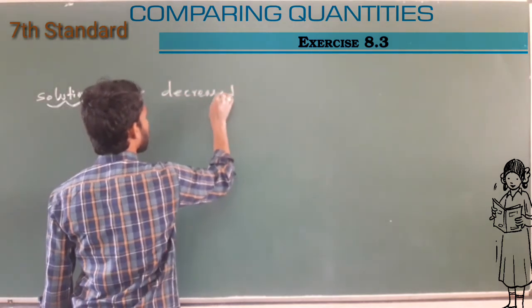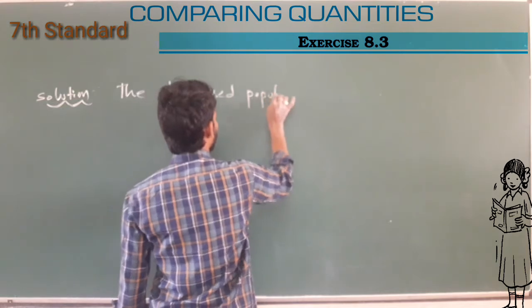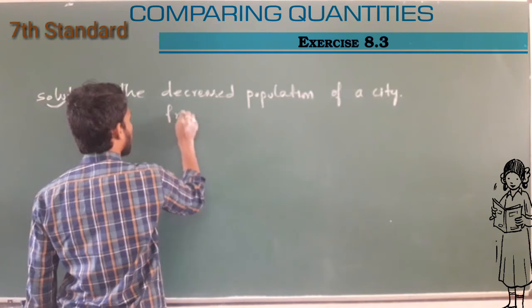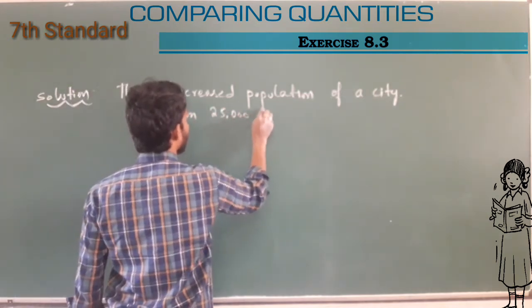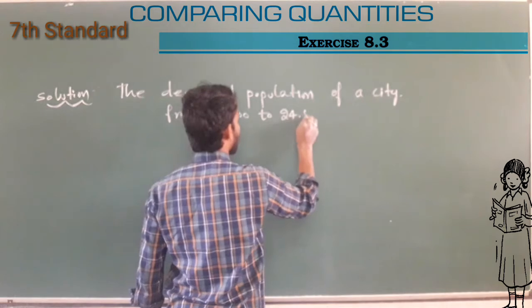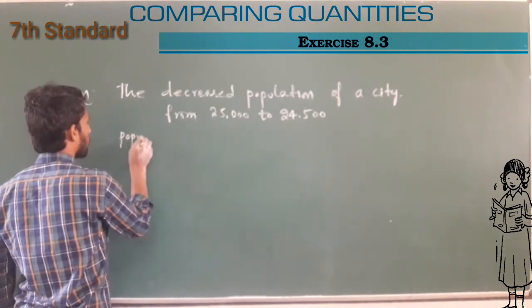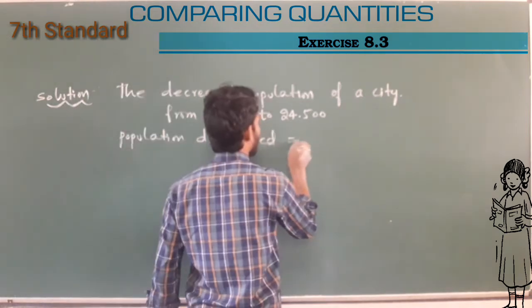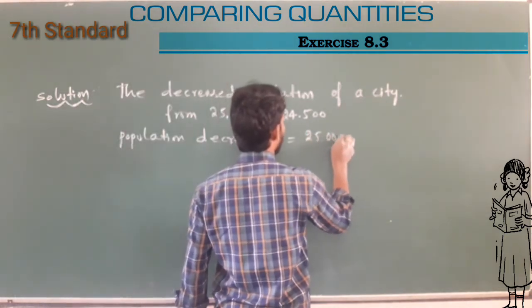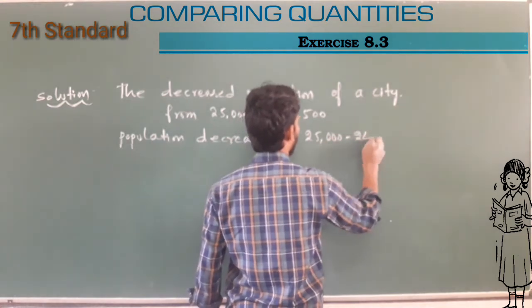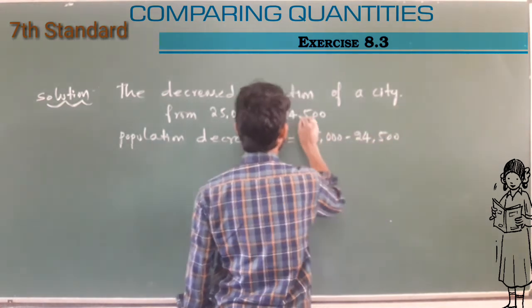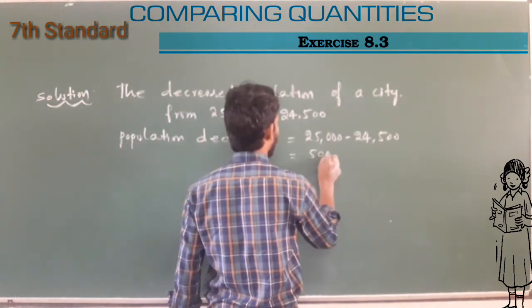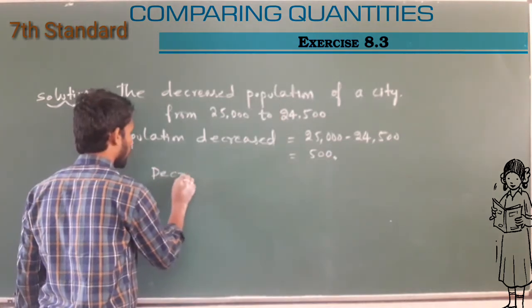The population of a city decreased from 25,000 to 24,500. Population decreased is 25,000 minus 24,500. When we do the subtraction, we get 500.